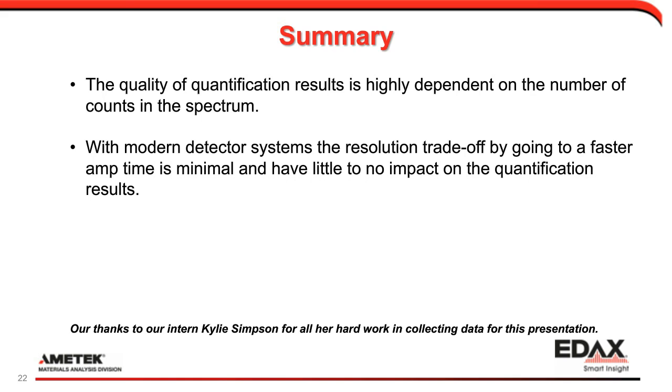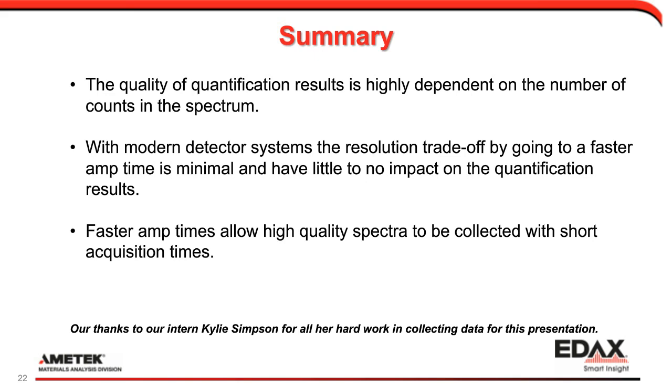Easy enough for the silicon dioxide we showed, where there's no overlap, so resolution doesn't matter too much. But even for the galena, where you have severe overlaps, going to the faster amp times does not really reduce the quality of the results. But the faster amp times allow you to collect the high quality data with either shorter acquisition times or much, much better statistics if you keep the time as a constant.